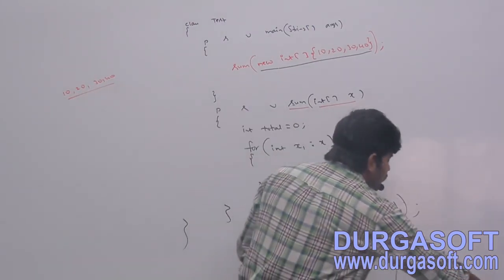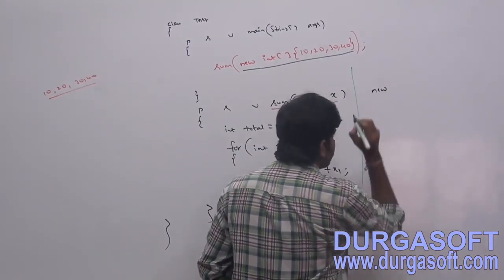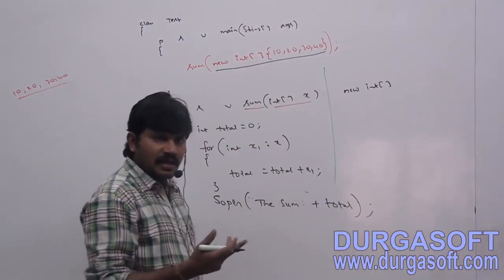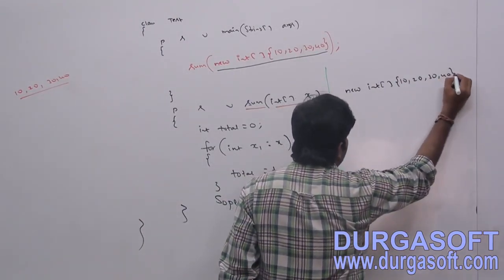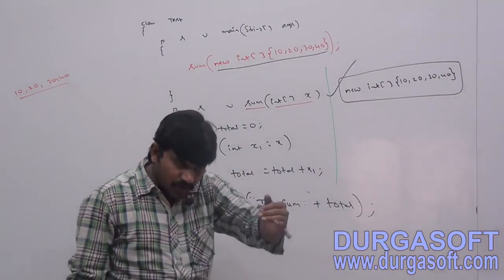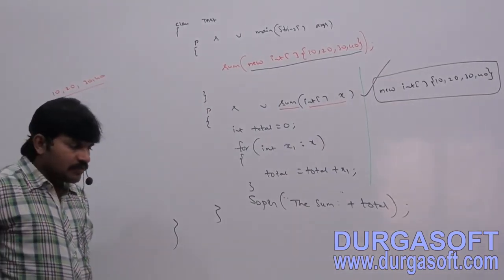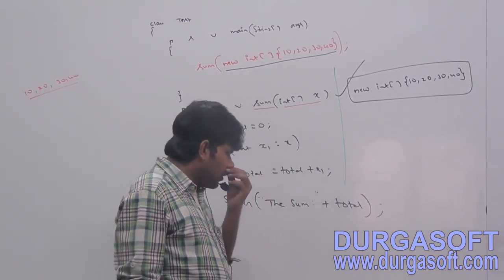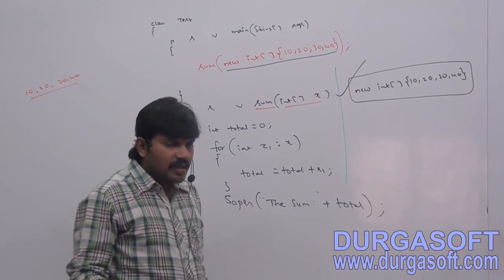Simple. We can create an anonymous array using the new operator. New, type of array. What is the type of array? int array, char array, any type, with what values? 10, 20, 30, 40. Like this we can create an anonymous array. Are you able to understand? Okay. We can create an anonymous array as follows.